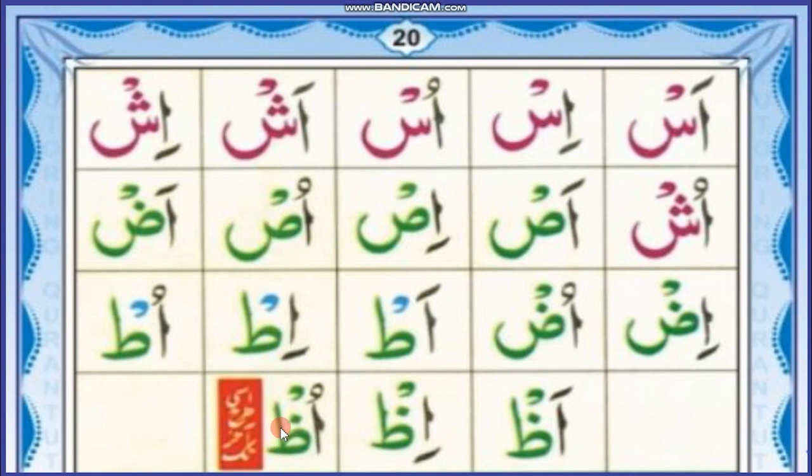So this is the end of this exercise. Now it is your task to continue this exercise till ha. Hamza ha zabar ah, Hamza ha zir eh, and Hamza ha pesh oh. So please continue this exercise till ha.